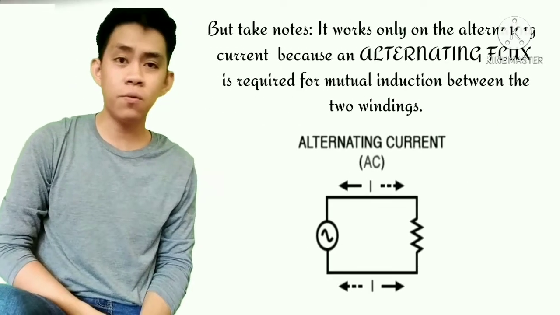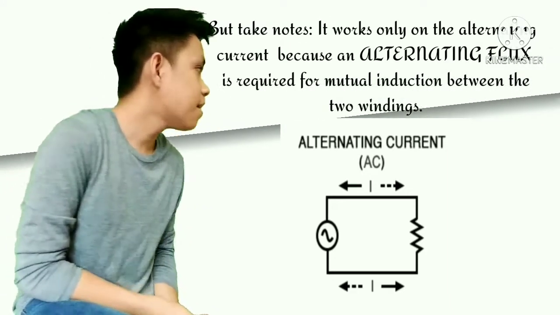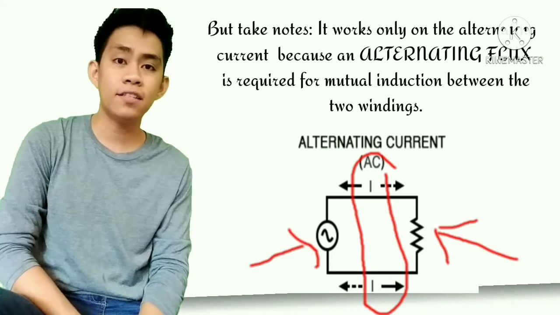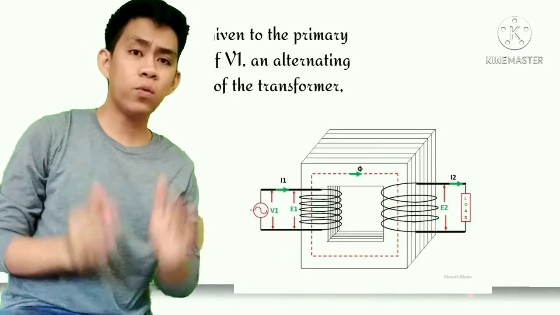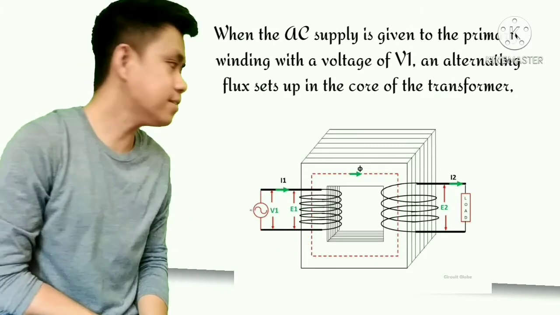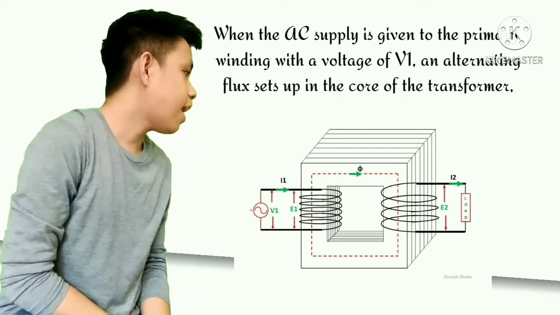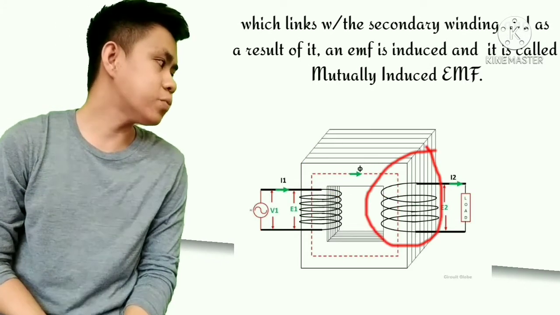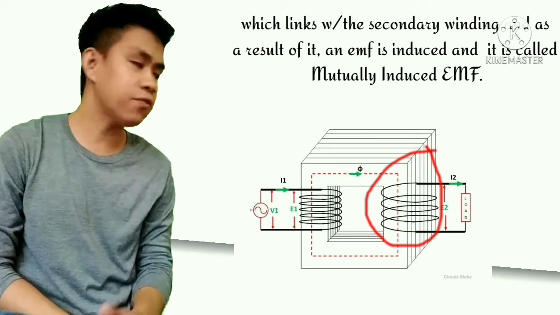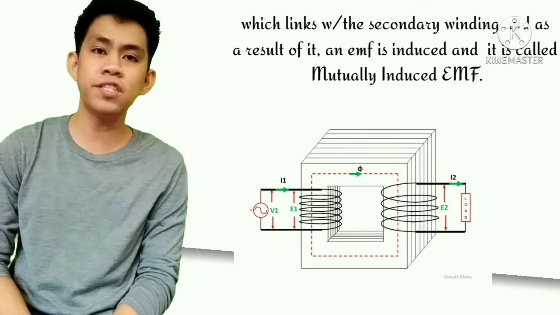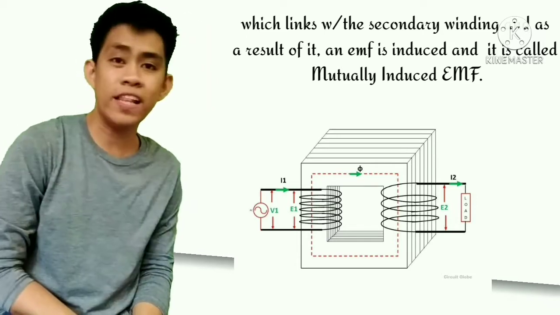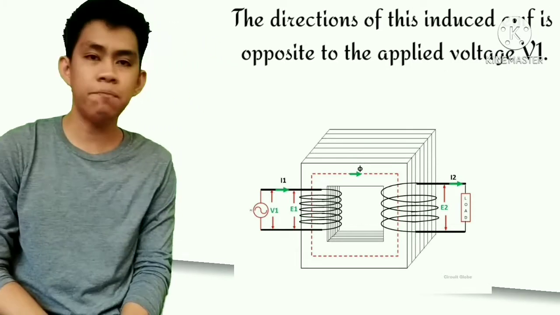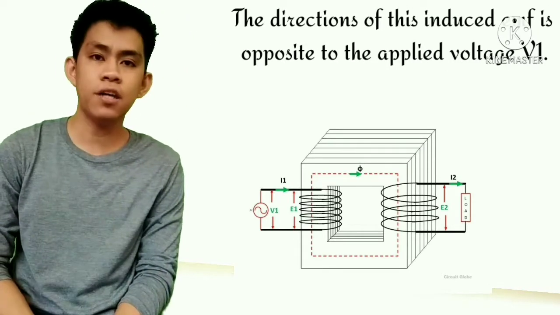But take note, it works only on alternating current because alternating flux is required for mutual induction between the two windings. When the AC supply is given to the primary winding with a voltage of V1, an alternating flux sets up in the core of the transformer, which links with the secondary winding, and as a result of it, an EMF is induced, and it is called the mutually induced EMF. The direction of this induced EMF is opposite to the applied voltage V1.